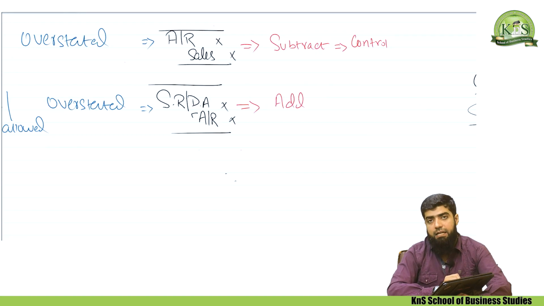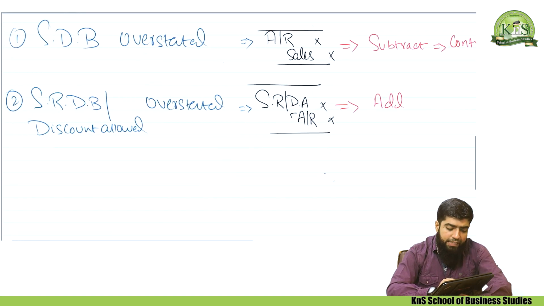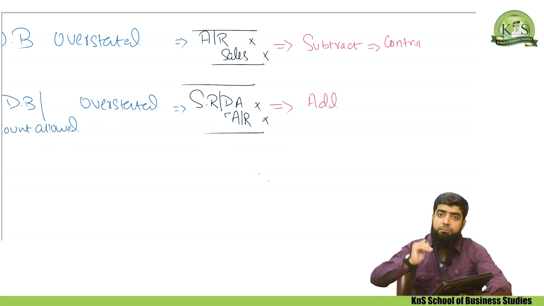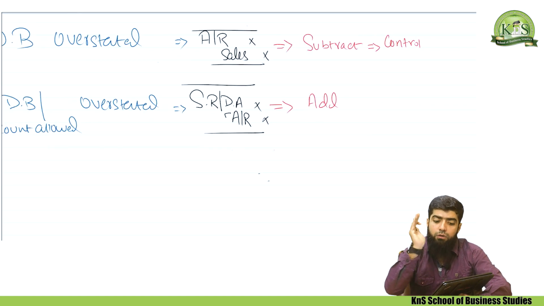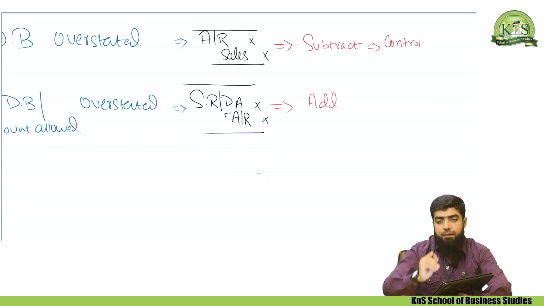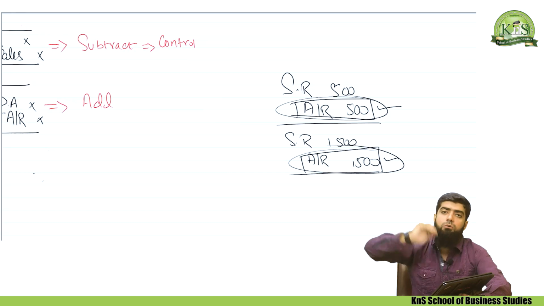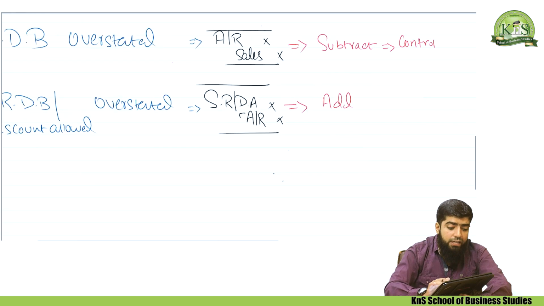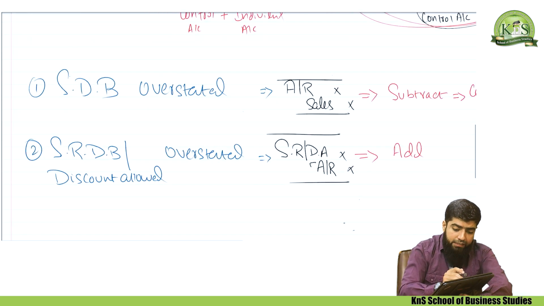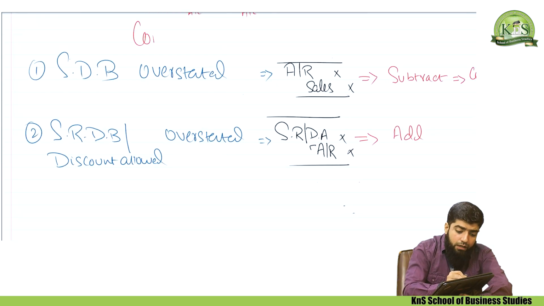We'll be adding up that amount, which means if the sales return or the discount allowed has been overstated, the adjustment will not be subtracted; instead we'll be adding that amount. The reason is that you have deducted the amount with the higher value, so the receivable balance has been lowered, and you need to increase the amount of receivable. You need to remember, we are dealing with a control account reconciliation.